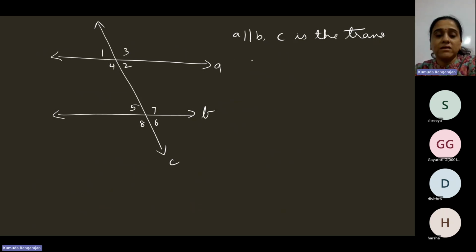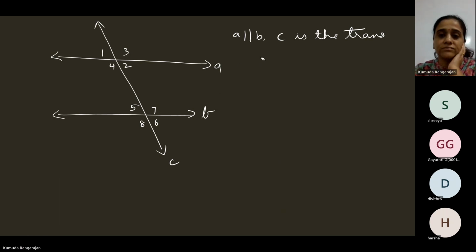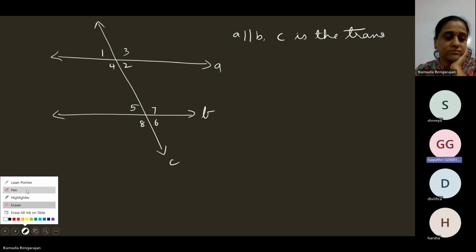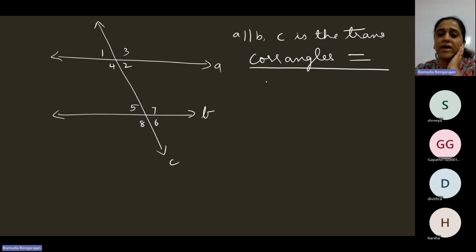So I was asking you about vertically opposite angles. Now let's come back to corresponding angles. Angle 1 is equal to its corresponding angle, angle 5. Corresponding angles are equal. Angle 1 is equal to angle 5.